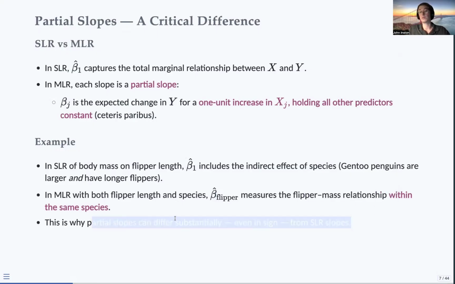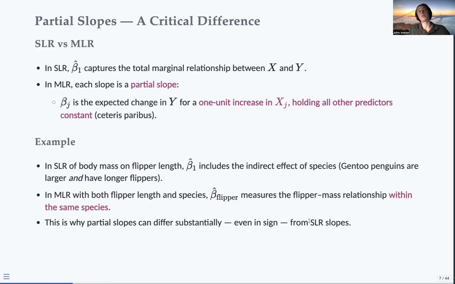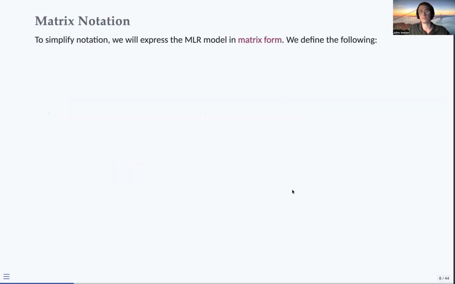And it's important to note that these partial slopes can differ substantially, even in sign, from the SLR slopes. Intuitively, that should make quite a lot of sense, because if we have different linear relationships between flipper length and body mass for each species of penguin, then these different slopes are describing that relationship for each species. In this case you'd expect them all to be positive, but there's no guarantee that the relationship has to be consistent across different species. And so you can expect the slopes to be very different from each other.